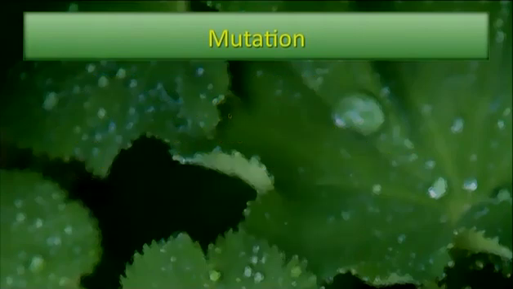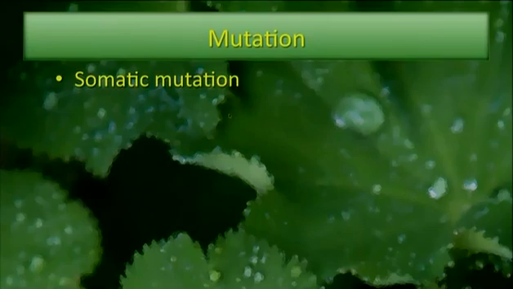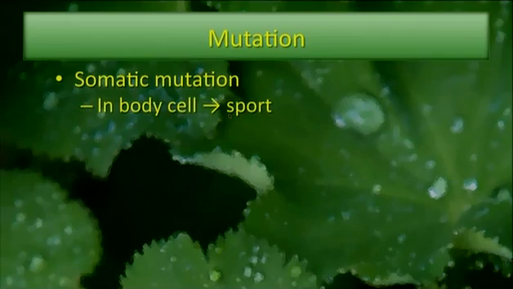So mutations can be either somatic mutations or germline mutations. Somatic mutations happen in body cells, so they will exist in all cells that are produced by the mutant cell. It can result in a sport.